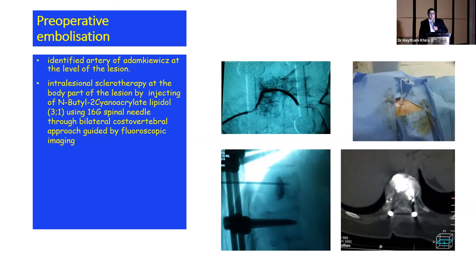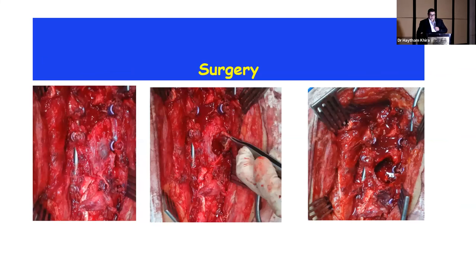This is a plan, but I decided to do a less morbid operation for the patient. While the patient was in the interventional radiology unit, we did a percutaneous intralesional injection for the body lesion. Then we took the patient to the operating theater and did the rest of the procedure: exposure of the lesion and the previous implants, removal of the rod on the right side, the affected side, and decompression, and then follow-up of the patient.